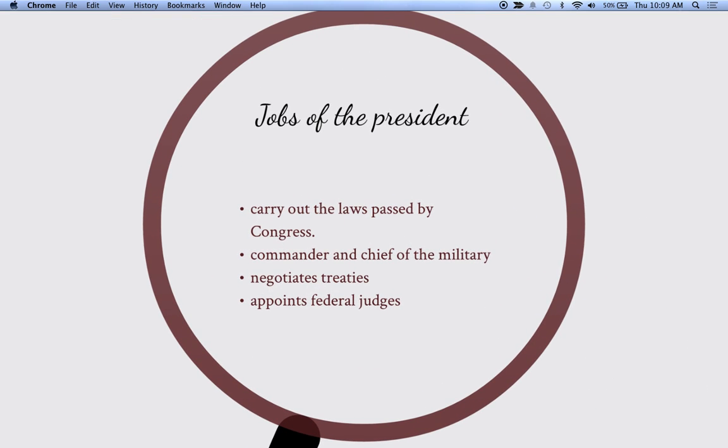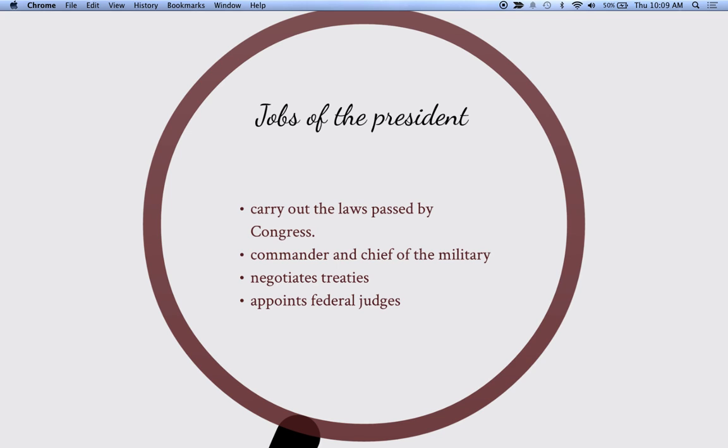His job is to carry out laws passed by Congress. That means he's the guy that ultimately signs a bill into law. So Congress says this is what the law is going to look like, and the president has to carry that out, which means he has to sign it so it actually can be enforced.